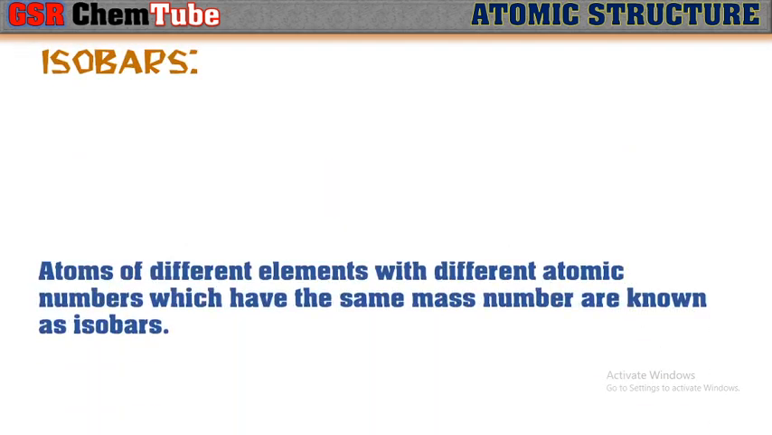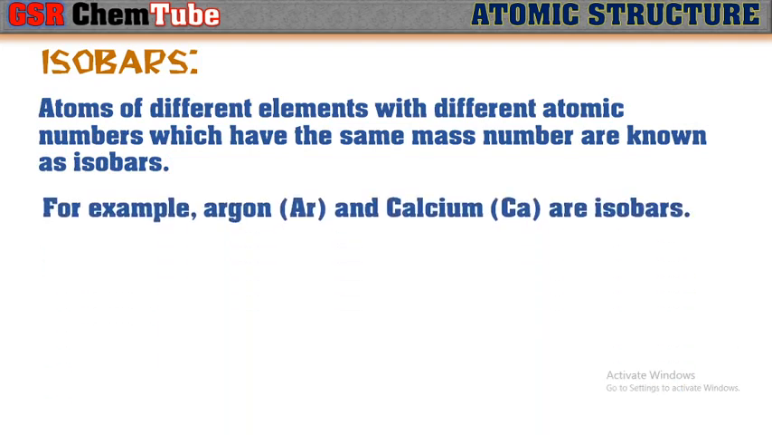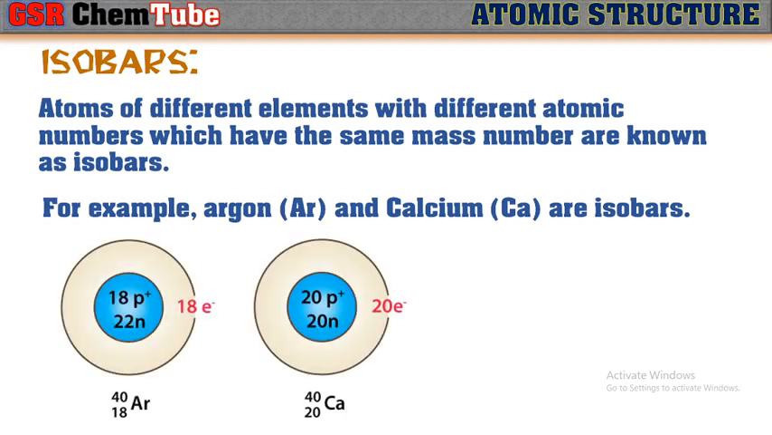Next, isobars. Atoms of different elements with different atomic numbers which have the same mass number are known as isobars. For example, argon and calcium are isobars. You observe atoms of argon and calcium are given here. Both have different atomic numbers because both have a different number of protons in them. Argon atomic number is 18, whereas for calcium the atomic number is 20. But finally the mass numbers are the same for these two, 40.